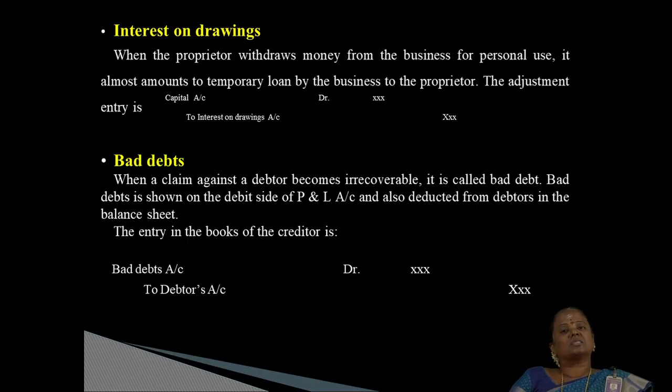The next adjustment item is bad debts. Bad debts is a loss arising on account of credit sales. The amount which could not be recovered from the debtors is called bad debts. It is shown on the debit side of the profit and loss account, and on the asset side of the balance sheet we have to deduct it from the debtors. The journal entry is bad debts account debit to debtors account.